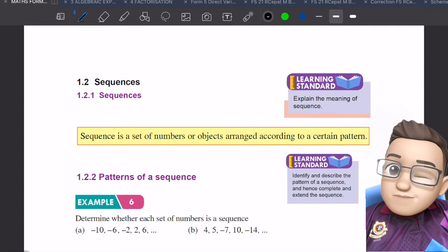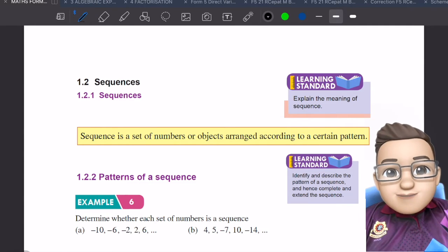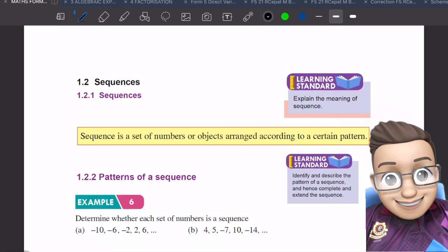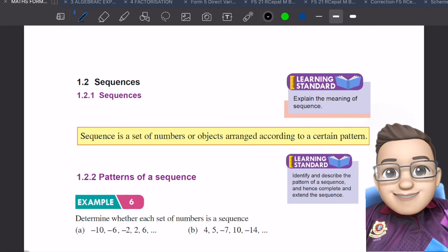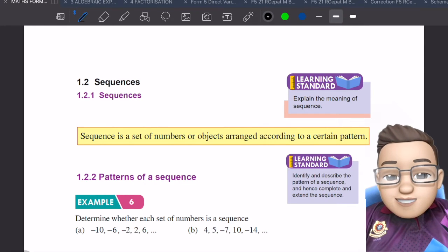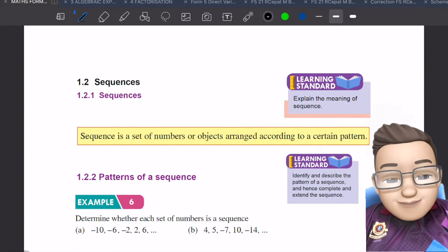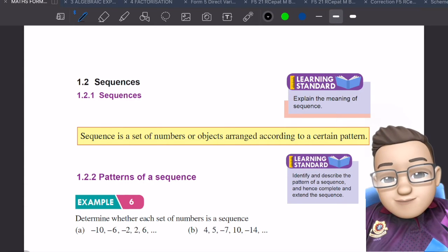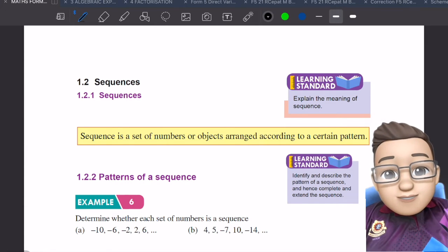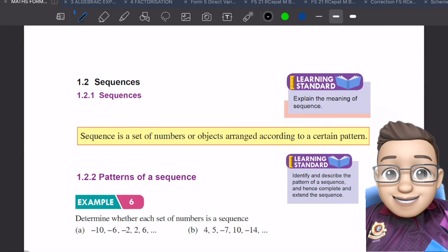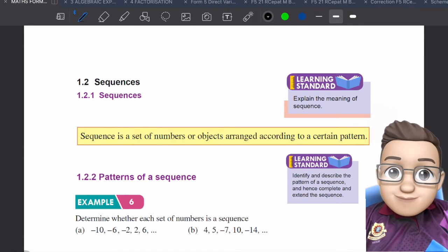Hello everyone. Welcome back to my class. In this session, we're going to learn about the second subtopic from the first chapter of Form 2. The subtopic for today is sequences.